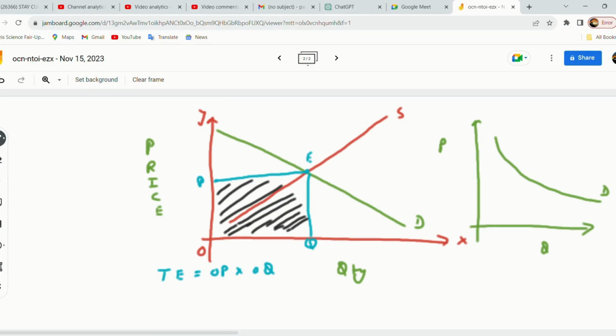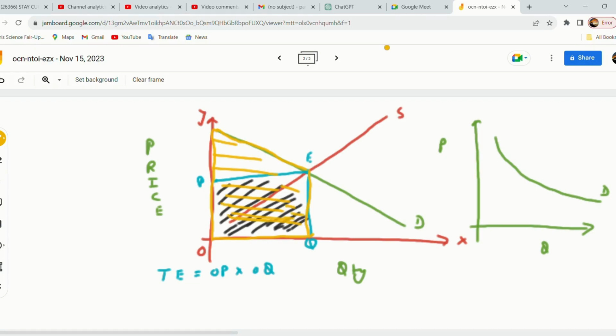And how much the consumer is willing to pay is shown by this entire area. I choose a different color. You see, this point, then this point, then this point and this entire area. This is how much the consumer is willing to pay, this entire thing.